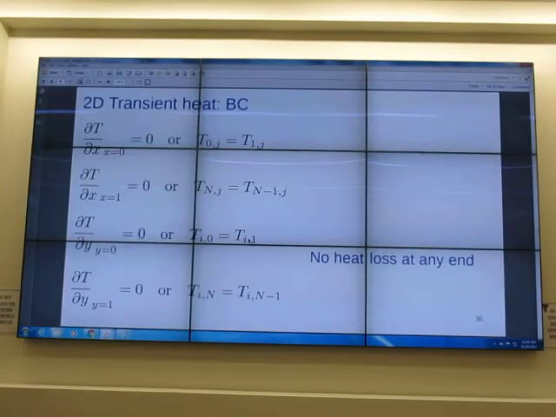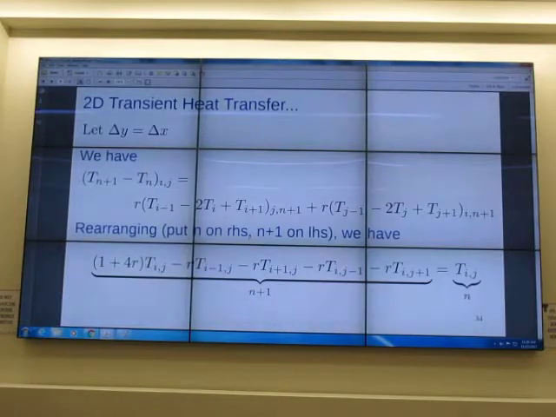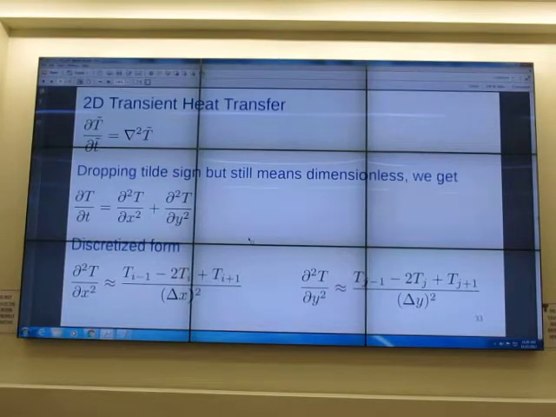Let's talk about what it is. I just have a square shape. How difficult is it? So I use the dimensionless form. I just drop the tilde sign so that I type less, but I still mean dimensionless, okay? So basically your equation is: the dimensionless temperature, the dimensionless time, equals the Laplacian of T. You will do this for your project, okay? Is it difficult? Yes. Why?